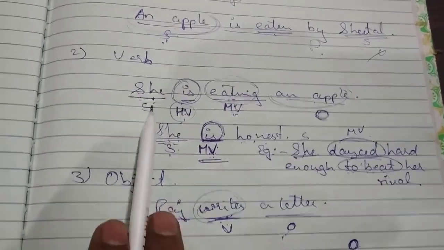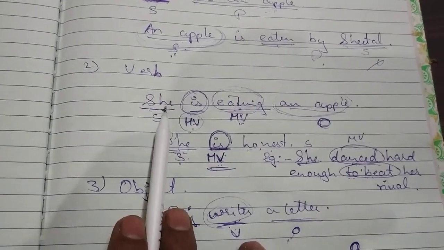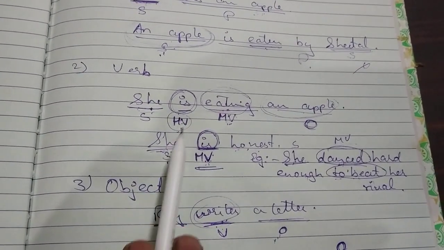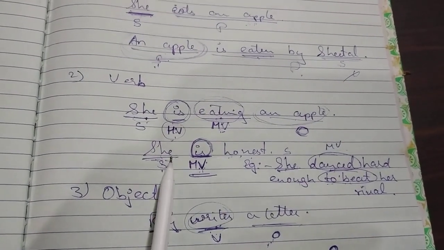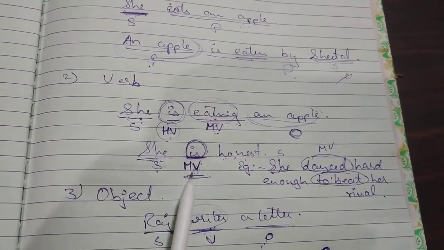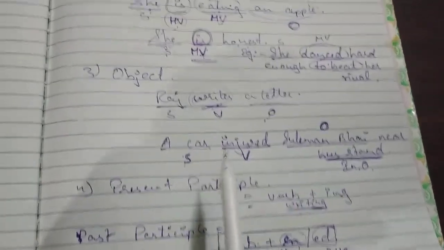Clear? Subject, main verb. If action is done by the subject, that action becomes the main verb and the auxiliary becomes the helping verb. If there is no action done by the subject, then the auxiliary itself becomes the main verb. Clear? Then coming to object.